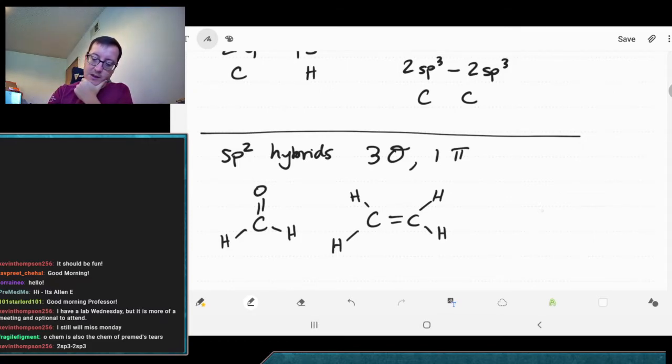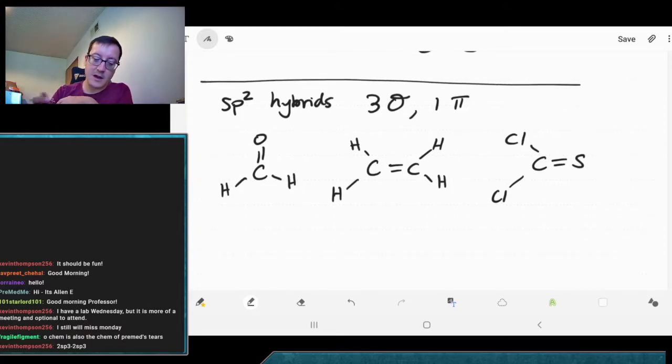We can have, I don't know, thionyl chloride here. No, thionyl chloride has the oxygen. Regardless, I'm going to just ignore lone pairs for right now. They're not really important because we're not looking at the chlorines really, or the sulfur, or the oxygen. Focusing on the carbon here, all these have sp2 hybridized carbon.